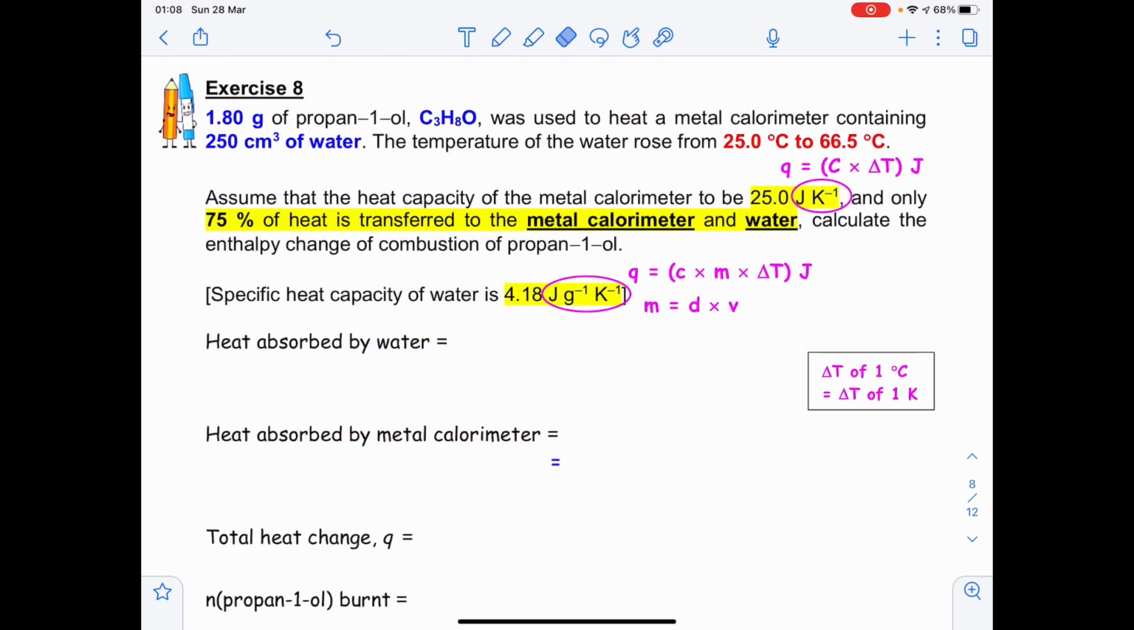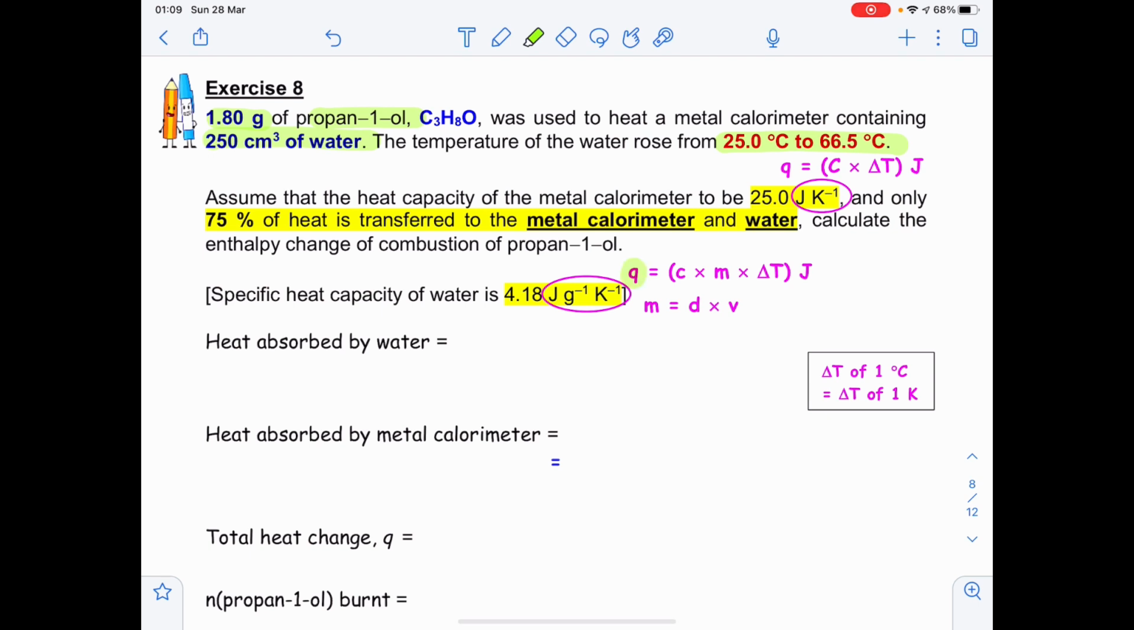Let's try exercise 8 together. You are given 1.80 gram of propan-1-ol was used to heat a metal calorimeter containing 250 cm3 of water. The temperature of water rose from 25 degrees Celsius to 66.5 degrees Celsius. Assume that the heat capacity of metal calorimeter to be 25.0 joules per Kelvin, and only 75% of heat is transferred to the metal calorimeter and water. Calculate the enthalpy change of combustion of propan-1-ol. And you are given specific heat capacity of water to be 4.18 joules per gram per Kelvin.